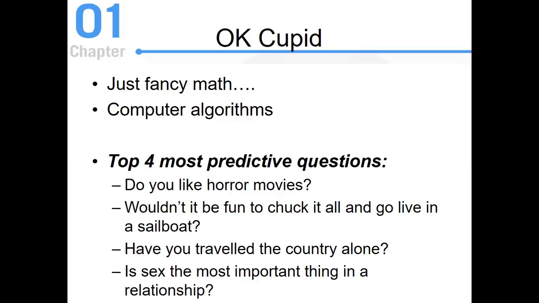And OkCupid studied all of their users and questions, and they found the top 4 most predictive questions for a successful relationship coming off of this website were the following listed on this screen. Okay, so if you agree with somebody on these 4 questions, you are much more likely to have a successful long-term relationship. Just kind of interesting stuff, kind of counterintuitive that maybe these questions would be the 4 most predictive, but cool results that statistics allow us to generate.